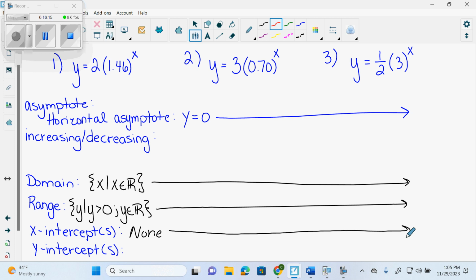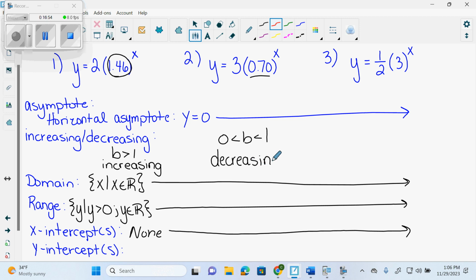Do the y-intercepts stay the same? No. We'll talk about those in a second. What about increasing, decreasing? Does it stay the same? No. This one has b greater than 1, so it is increasing. And how much is it increasing by? 46%. It's by how much more it is than 1. Is this one increasing or decreasing? Decreasing, because it's between 0 and 1. By how much? 30%.